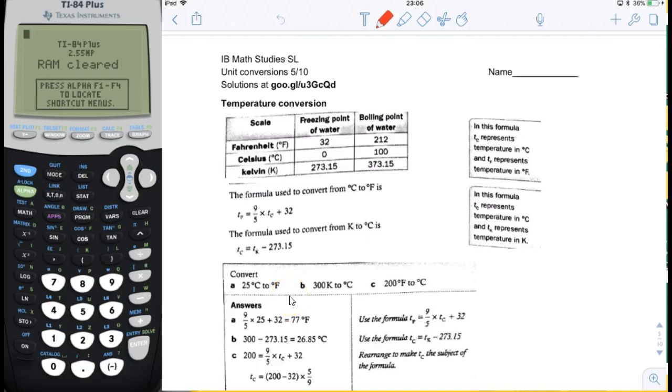Page 5 of unit conversions. We're going to talk about conversion between Fahrenheit and Celsius. Some people wonder why the heck people use the Fahrenheit scale. It makes no sense. But it's really interesting if you read about why Fahrenheit started.